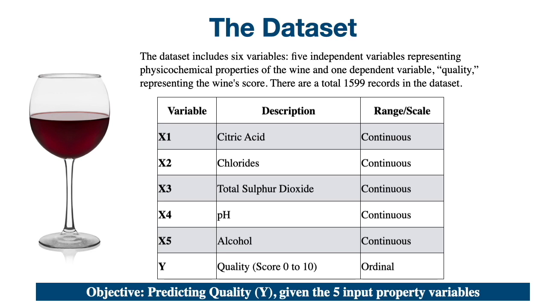5 of these variables are independent, representing the physiochemical properties of the wine, such as citric acid, chloride, and alcohol. The dependent variable is the quality of wine, which reflects the wine's overall score. In total, the dataset includes 1599 records.